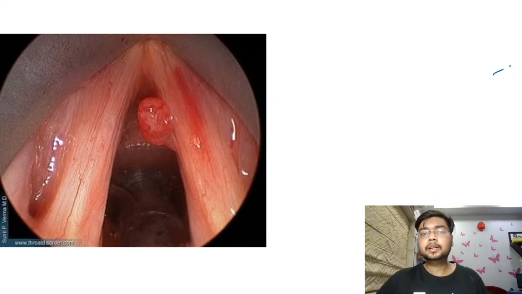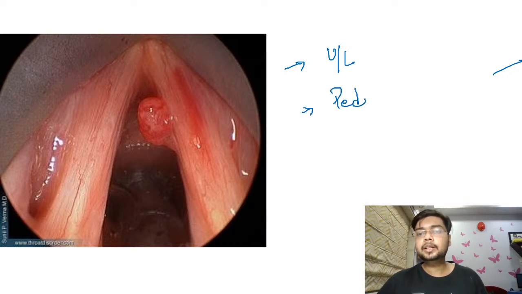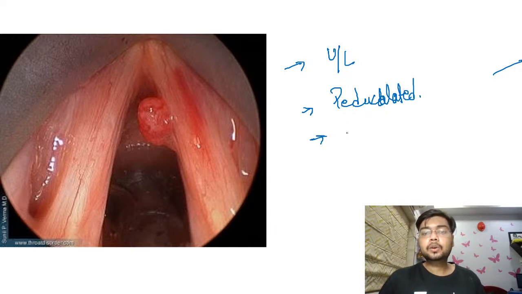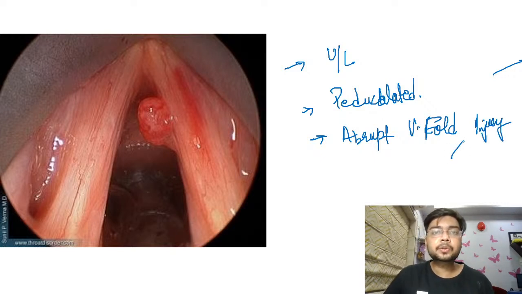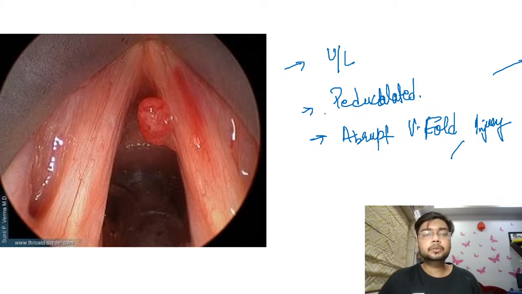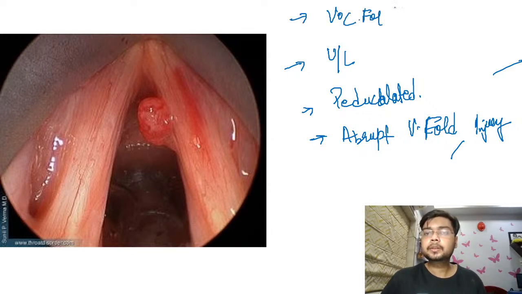Now this is something that is unilateral, that is pedunculated, right? And it is caused due to abrupt vocal fold injury, or you can say abuse. So abrupt injury to a vocal fold can result in a unilateral pedunculated condition like this, and this is a vocal fold polyp.